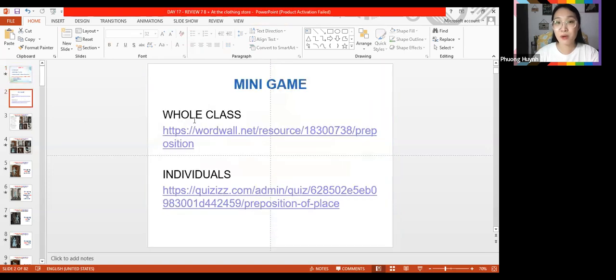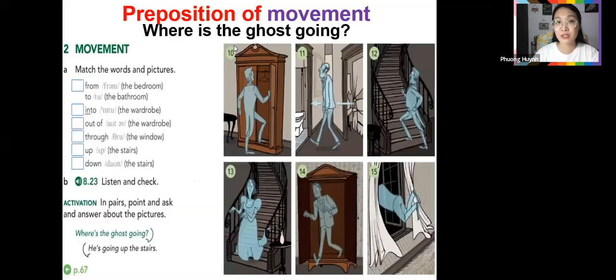Last week we learned about preposition of place. So now we move on to the next section. We are going to learn about the preposition of movement. Okay, you know movement, di chuyển, giới từ thể hiện sự di chuyển. Rồi. So where is the ghost going? So you look at the photo. So we have photo number 10 to number 15. And on the left, you will see there will be some preposition of movement.